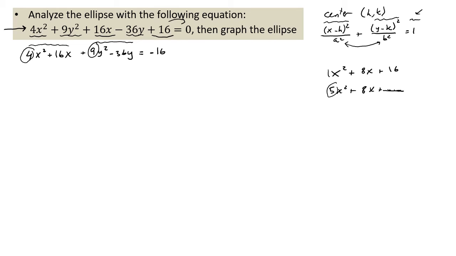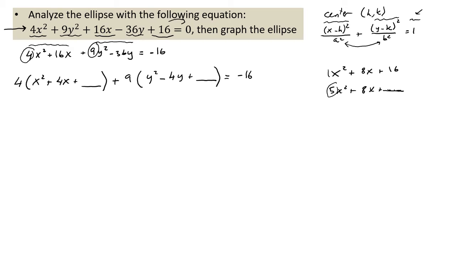So from all the terms that have x, I'm going to factor out a 4, which then gives us x squared plus 4x. And now I'm going to leave a blank space here so I can complete the square for the x's. And I'm going to do the same thing for the y's. I'm going to factor out a 9, so plus 9 times y squared minus 4y. And then I'm also going to leave a blank here to complete the square for the y's. Is equal to negative 16.